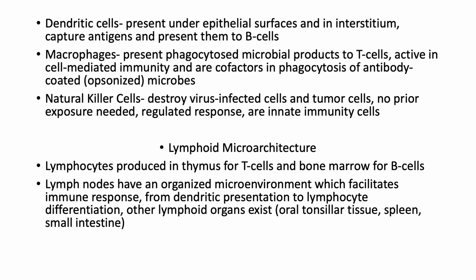Lymphoid microarchitecture: you have lymphocytes produced in the thymus for T cells and bone marrow for B cells. Lymph nodes have an organized microenvironment which facilitates immune response, from dendritic presentation to lymphocyte differentiation. Other lymphoid organs exist, such as oral tonsillar tissue, spleen, and small intestine.